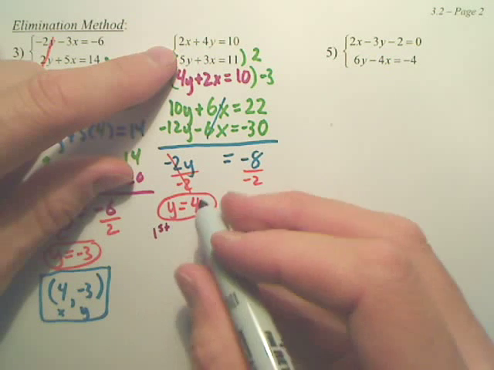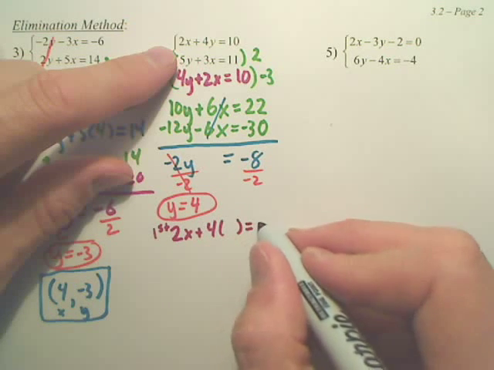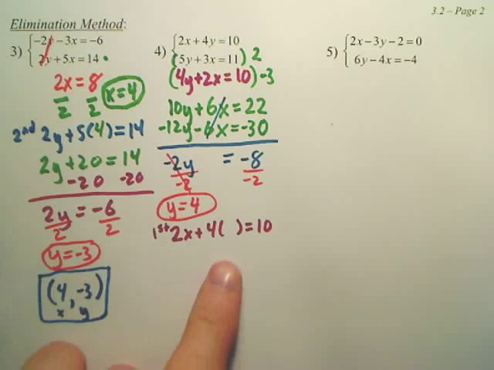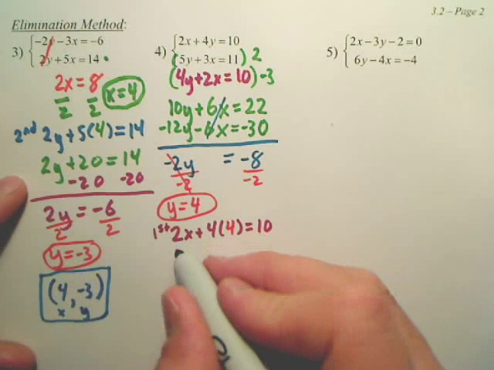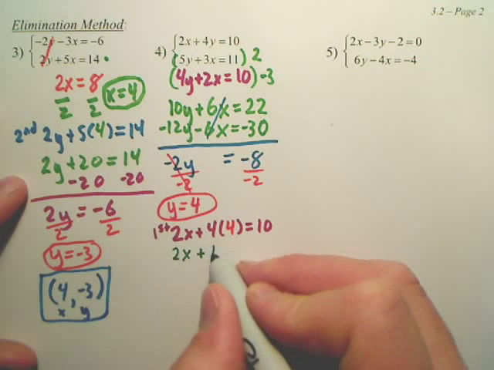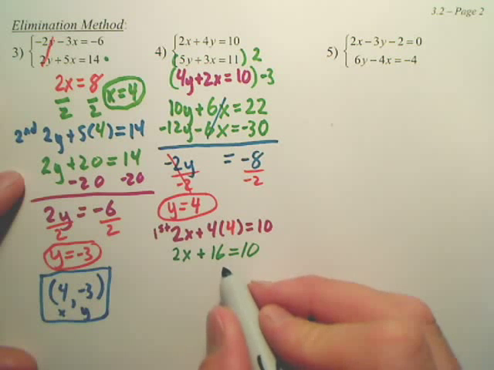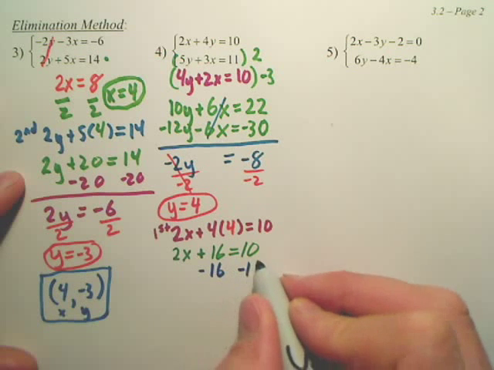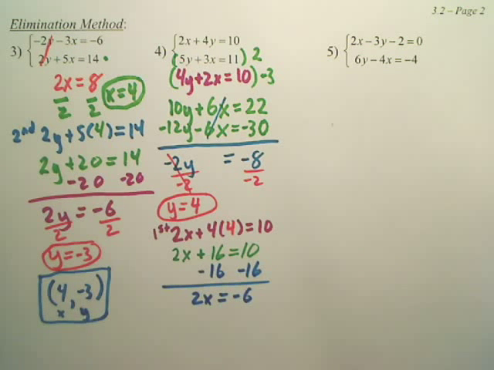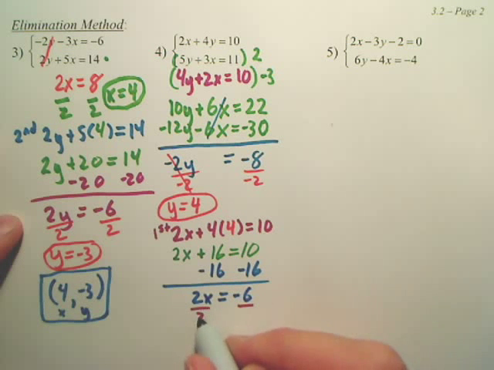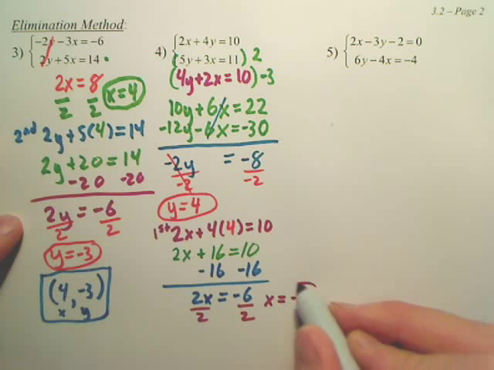So I'm going to take the first equation, 2x plus 4y, but instead of y, we're going to plug something in. And what's going to go in there for the y? 4. So we now have, it looks like 2x plus 16 equals 10. And to get x by itself, we're going to minus the 16 over. And it looks like the last step would be to divide by 2. So it looks like we have x equals negative 3.